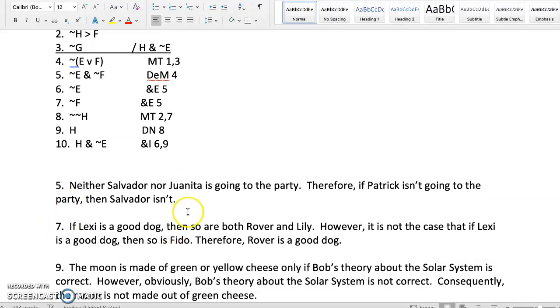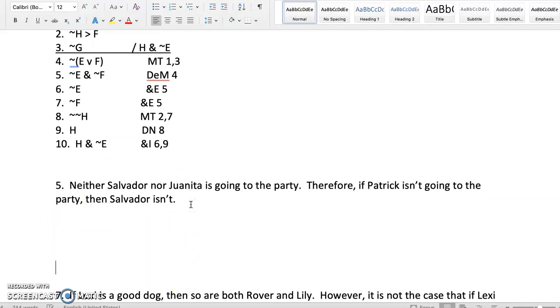Okay, so number 5. Okay, so first sentence, neither Salvador nor Juanita is going to the party. So again, that's a neither nor sentence. Well, let's get our translation first. I'm just going to skip the translations. I'm running out of time. Okay, so it's a neither nor sentence. So we know not, either, or. All right, that's how neither nor is translated.